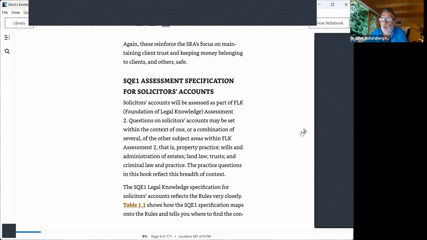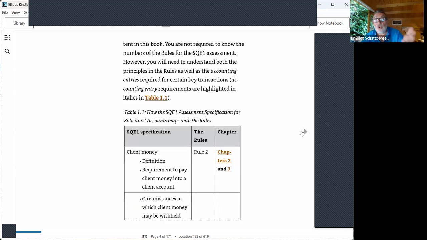So it doesn't really matter what the topic is, because the rules are the same for every topic. But be aware that it can be based on a property scenario, a will scenario, a land scenario. It could be anything. But that's only the factual matrix of your question. Your answer is always, if you're dealing with an accounts question, going to be on those accounts. So what do we need to know? Well, first and foremost, most importantly, we need to know what is client money. And we'll come on to that in just a moment.